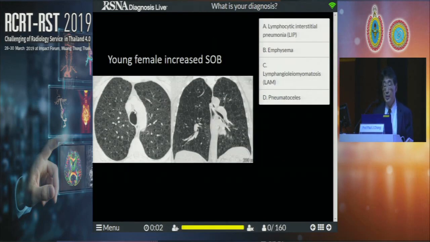Another chest case, young female with increased shortness of breath. What is your diagnosis? Oh, very good.